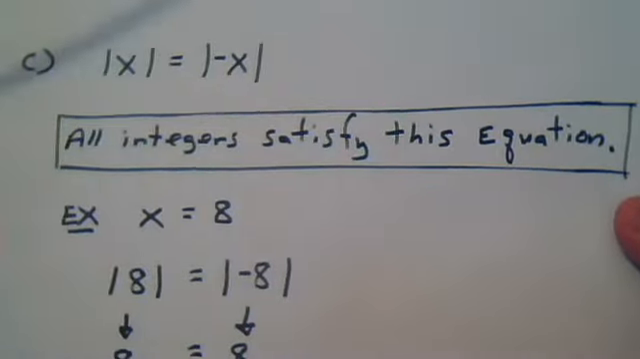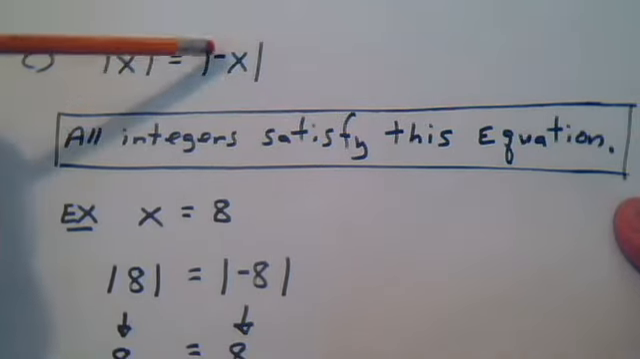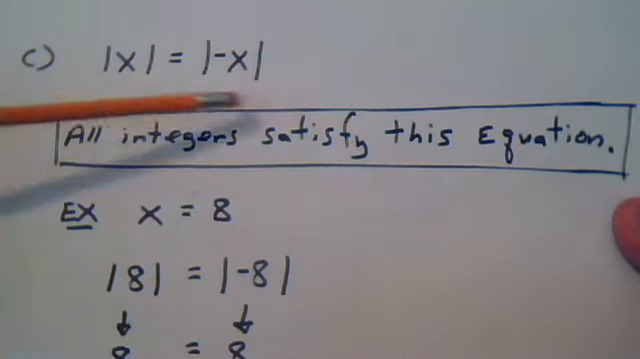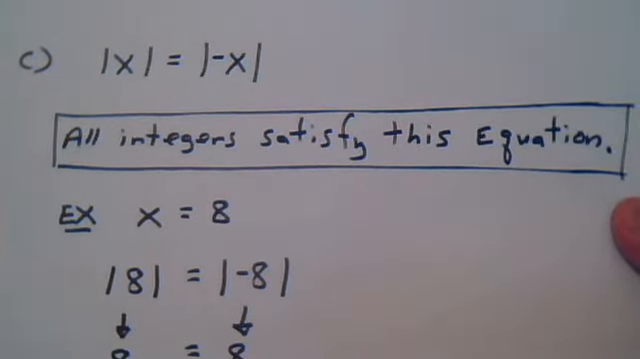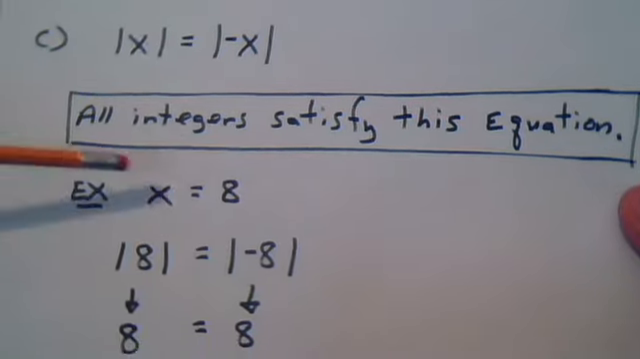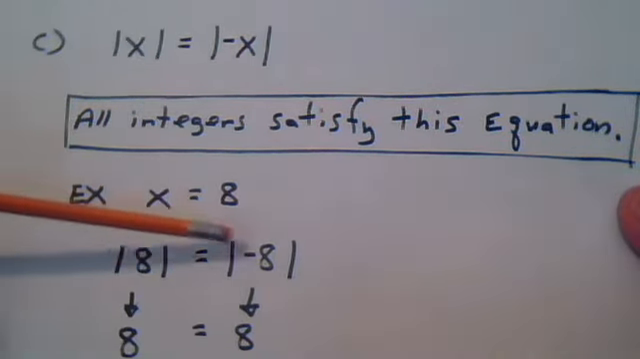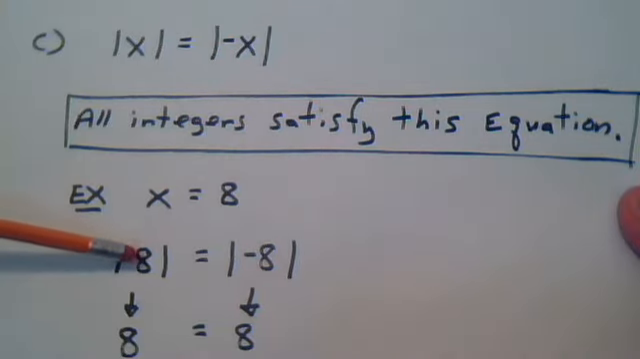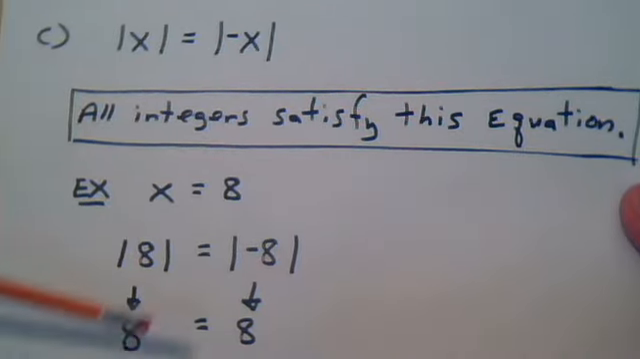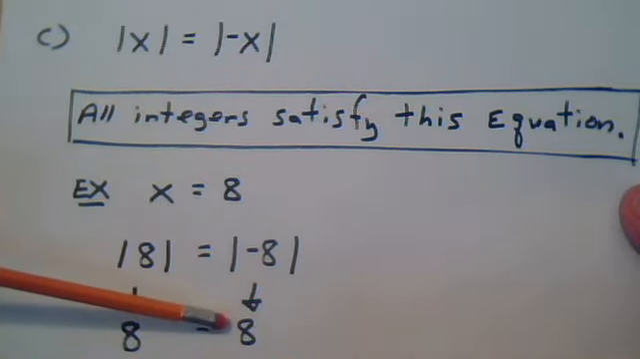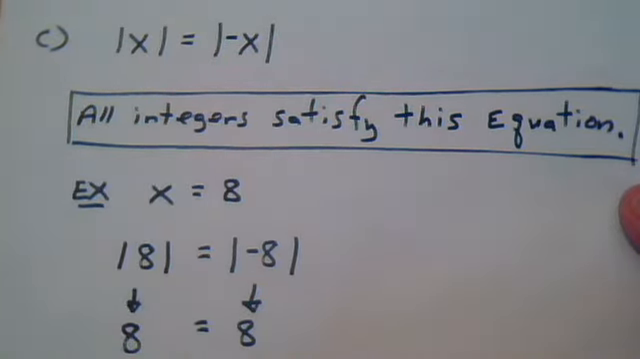For C, we have this, the absolute value of x equals the absolute value of negative x. And all integers satisfy this equation. Why? Well, let's try an example. If you let x equal 8, you put the 8 here and here. So the absolute value of 8 is 8. The absolute value of negative 8, it's still 8. 8 equals 8. So x equals 8 satisfies this equation.